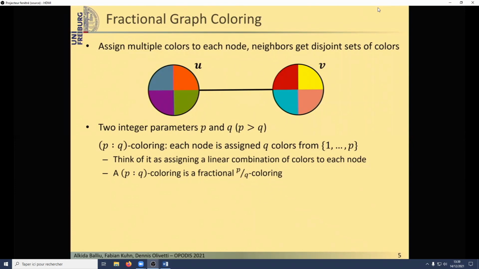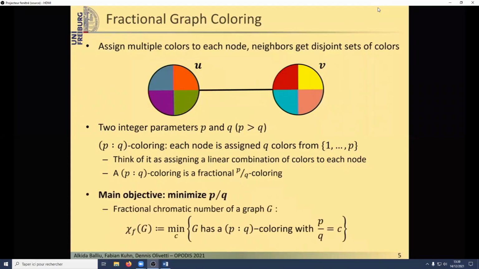What we really want to optimize here is not the number of colors, but the ratio P divided by Q. You can think of it as assigning a linear combination of colors. If a node has Q colors, it is a combination of these Q colors, and for neighbors you want linear combinations with disjoint supports. So the main objective is to minimize this ratio P divided by Q.